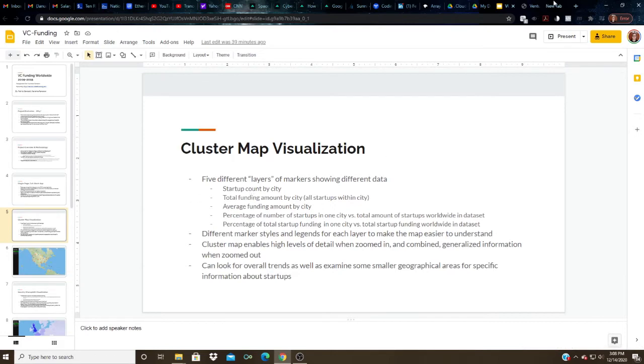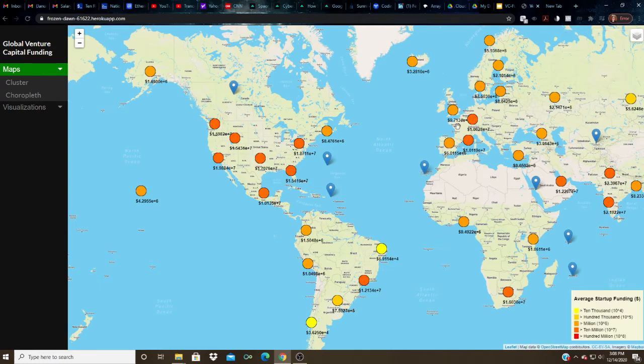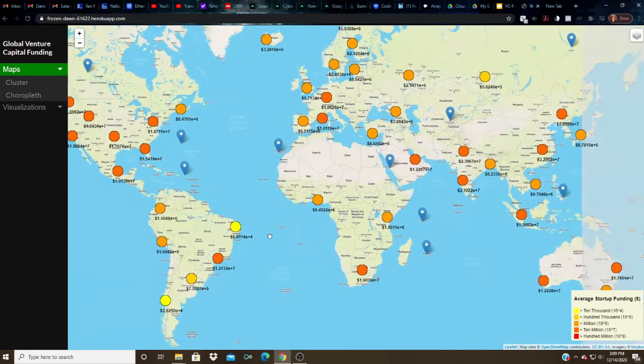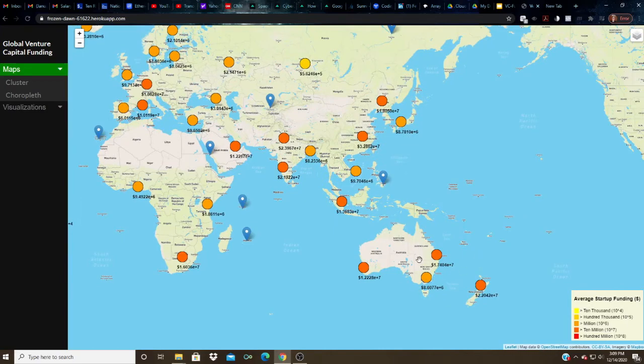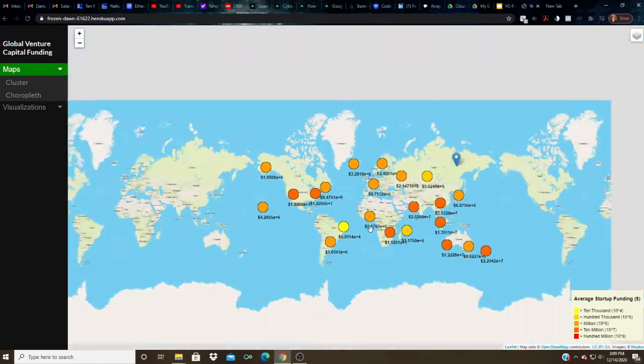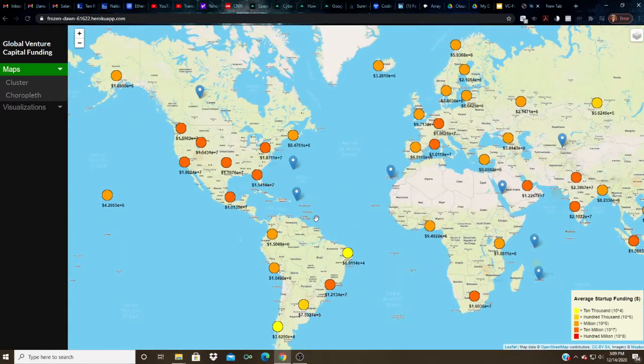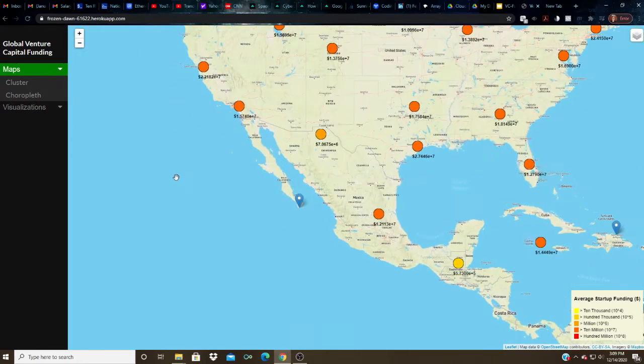Third layer is average funding amount by city. So we had to do the same thing, startup average value. It has the same kind of legend, so it goes from 10,000 to 100 million. Average value of the startups per area, so you can see it group things together again. Just the different markers, areas, and then if you zoom in, it splits them apart again.